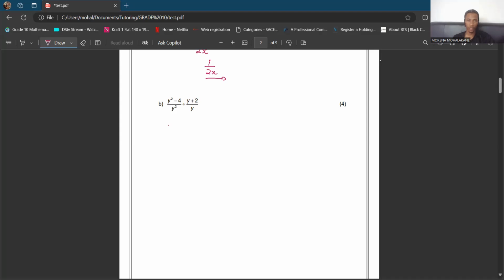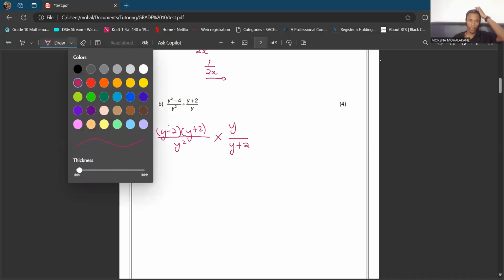I'm going to say this can be factorized. Difference of two squares here. So I have y minus 2. Then I have y plus 2. This is all over y squared. Then it's a division, so I flip, introducing a multiplication. So the denominator becomes the numerator, and vice versa with the numerator. Good.